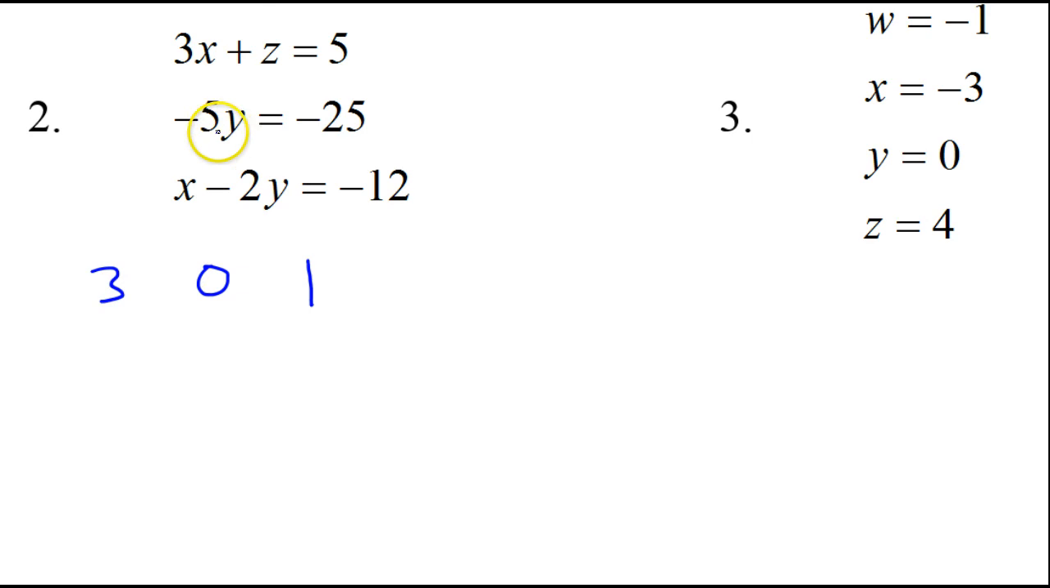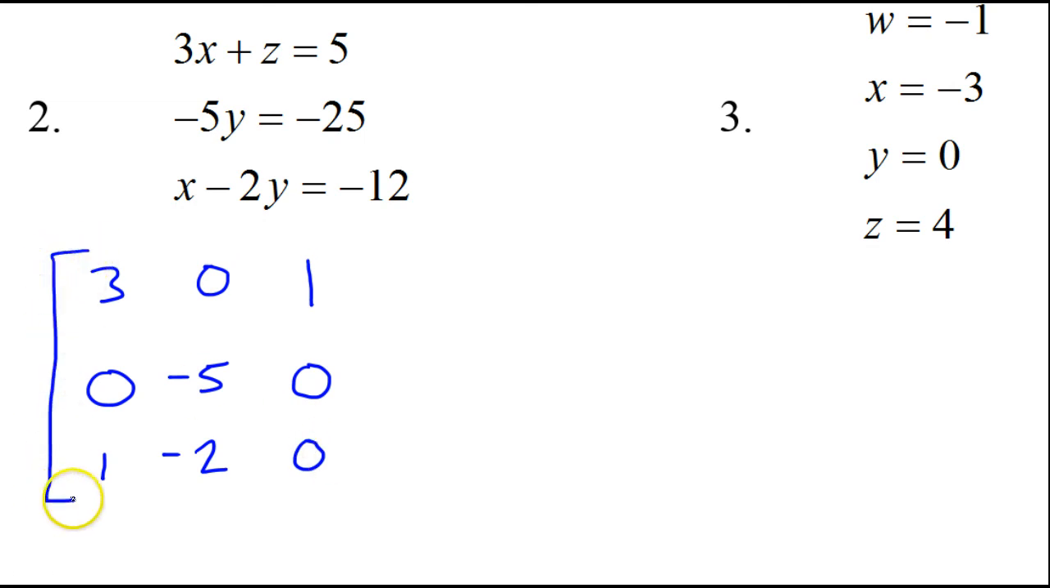Okay, now for the second equation we just have the y term, which would be in the middle. There is no x term and there's no z term, so I'll put zeros for those. But negative 5 is the coefficient of the y. And for the third equation we are missing the z term. So I will put 1 for the x and negative 2 for the y and then 0 for the z term. So this is going to be my coefficient matrix.